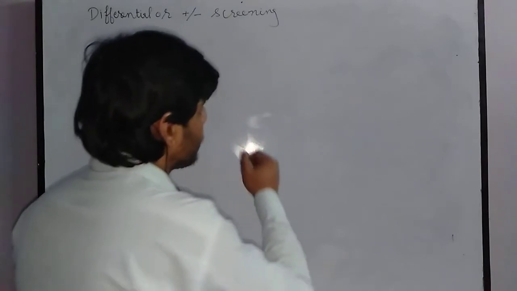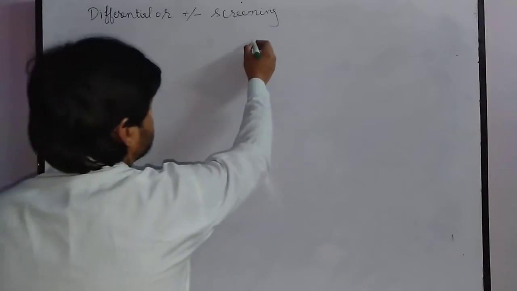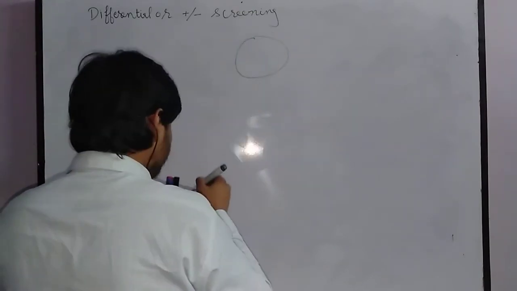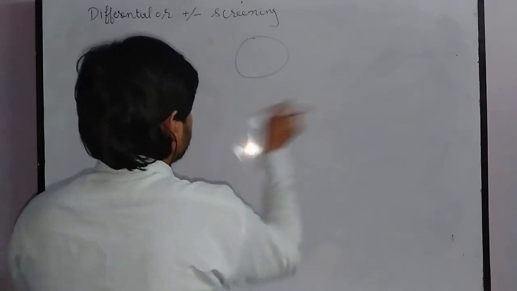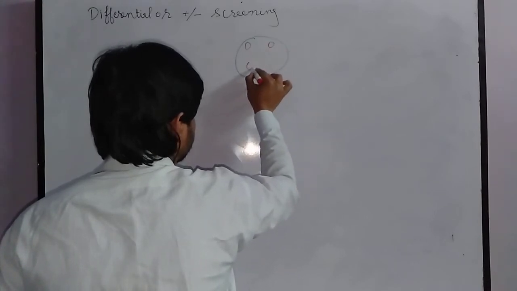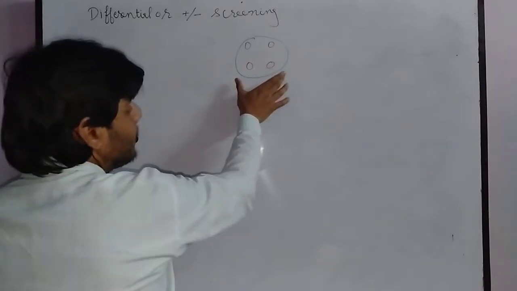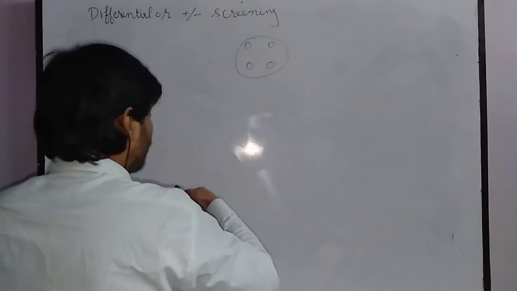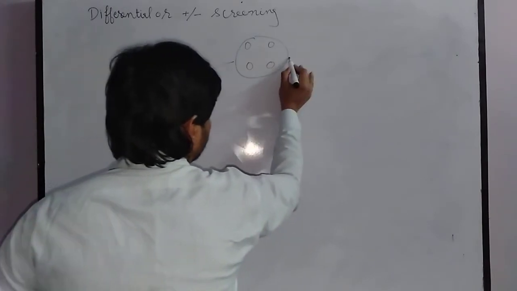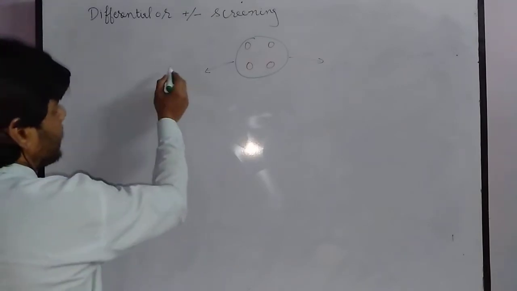For this purpose, we already have the plate. Let's suppose this is the plate. In this media, this is nutrient agar plate. In this media we have the colonies, as you can see. Now we will make two plates according to this plate. So we will make two copies of the plate, as you can see.